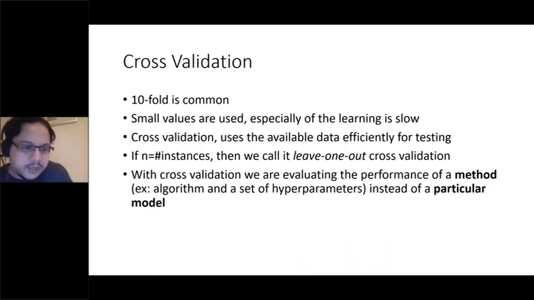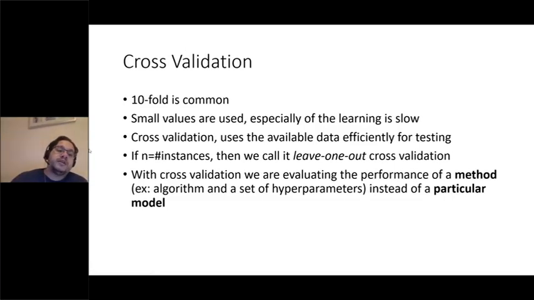Just to complete with cross-validation, we return back to these aspects. Generally, 10-fold is very common, which means 90% is used for training and 10% for validation, and we repeat it 10 times. But smaller values are also used, especially if the learning is very slow. In some classifiers, learning can be very slow, and 10 models can cost a lot of computational power. So we can reduce it to a smaller number.